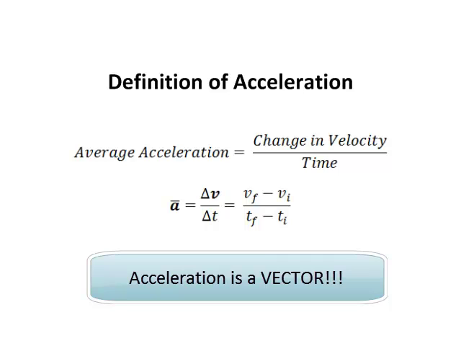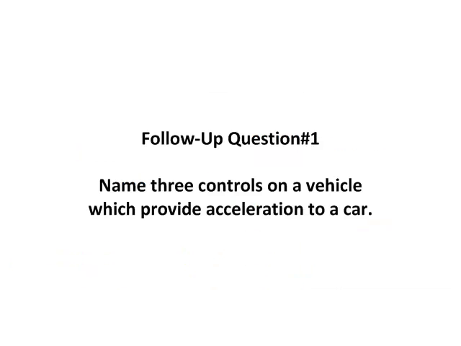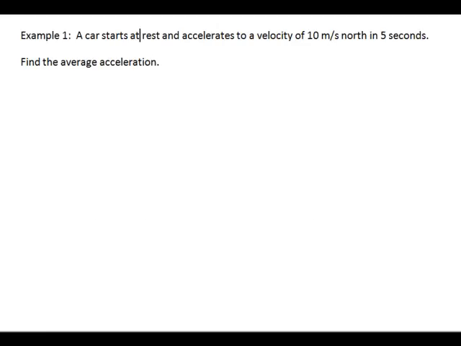Note, acceleration is a vector because change in velocity is a vector. Note, the units of acceleration can take many forms. Miles per hour per second, feet per second per year, meters per second squared is what we'll be using most commonly. Pause the video and complete this follow-up question. Name three controls on a vehicle which provide acceleration to a car.